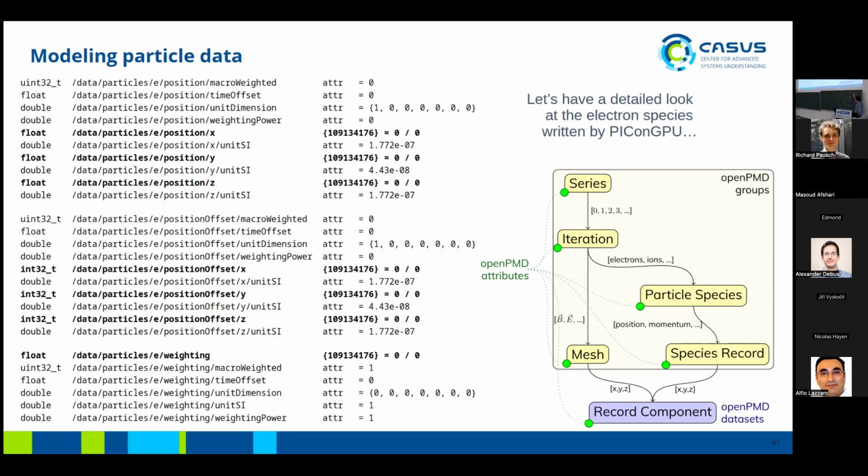Again, this is the rough overview of how data is generally modeled in OpenPMD. So in here we see the E species from the simulation that we just inspected. E is for electrons.